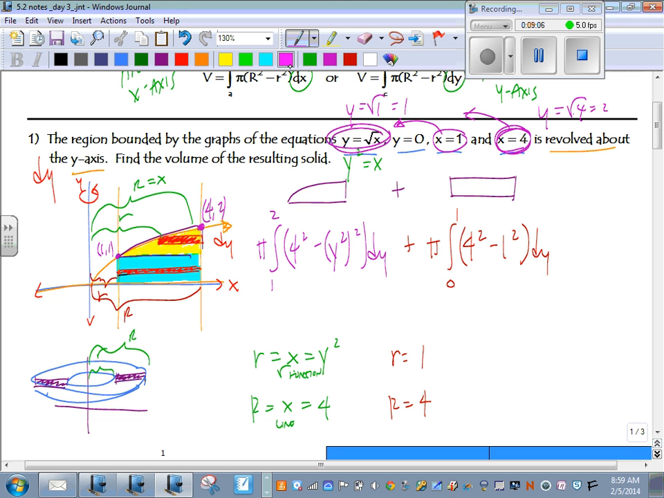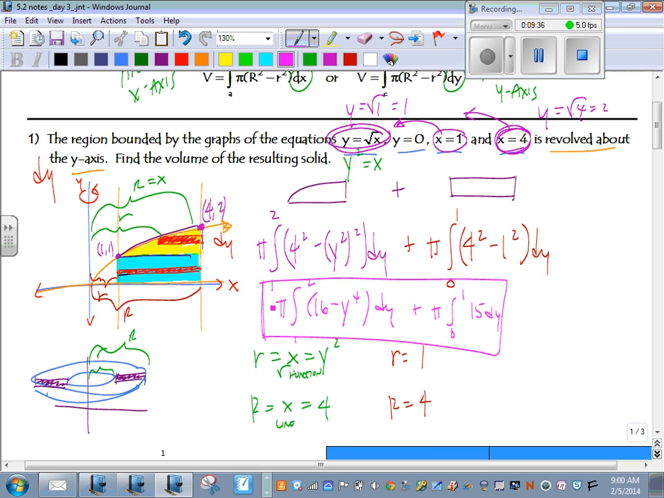Now we could put those in our calculator, but before we do that, I would simplify things a little bit, and we're not going to bother putting in the calculator today. I just want to have it set up. So we have pi times definite integral from 1 to 2 of 16 minus y to the 4th. So it helps to do that so you're not having so many parentheses, so many things to type in. Plus pi times definite integral from 0 to 1. We've got 16 minus 1, so that's just 15 dy. And these are also ones that would not be too difficult to do by hand, but for today's notes, we're just going to go ahead and set up the integral. We're not going to evaluate.